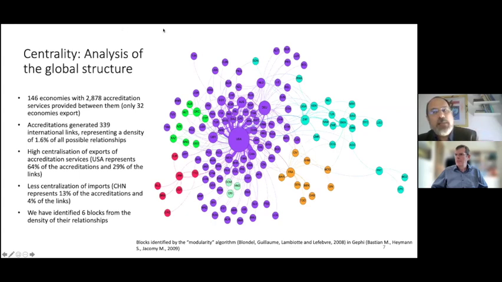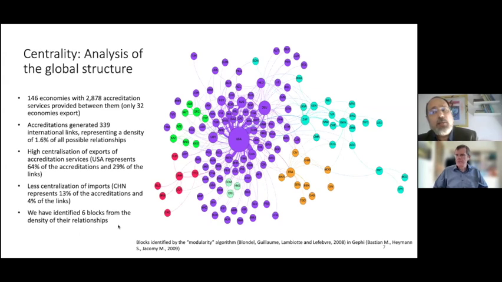The first one is that it's a very centralized network where only 32 economies have exported in the period that we have taken into consideration. And the first 10 represent 91% of all accreditations and 77% of the existing relationships. Take into account that in the graph, the size of the nodes is proportional to the volume of the services they have exported. It's for that reason that we can see a reduced group of central economies, and most of them are peripheral economies.